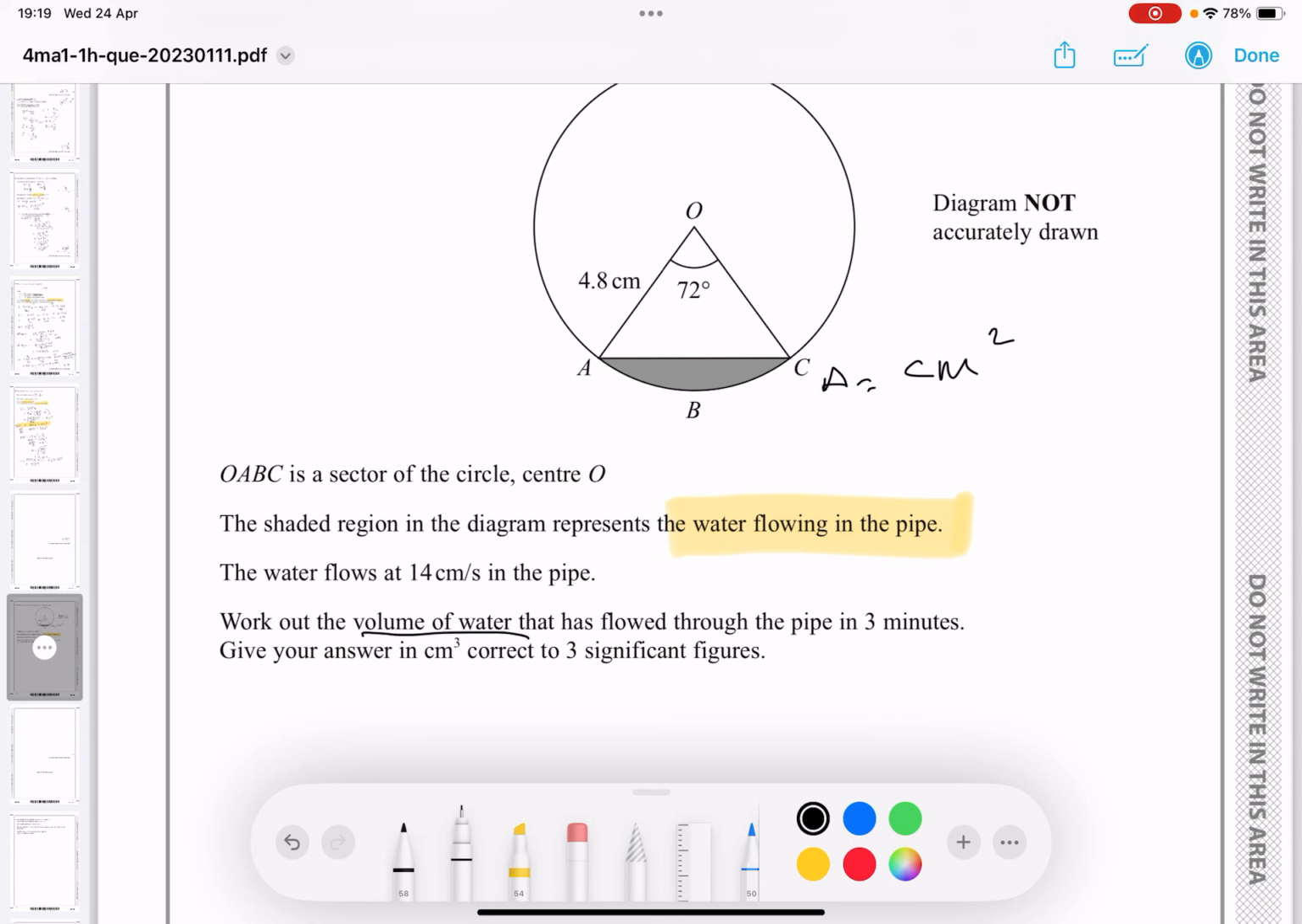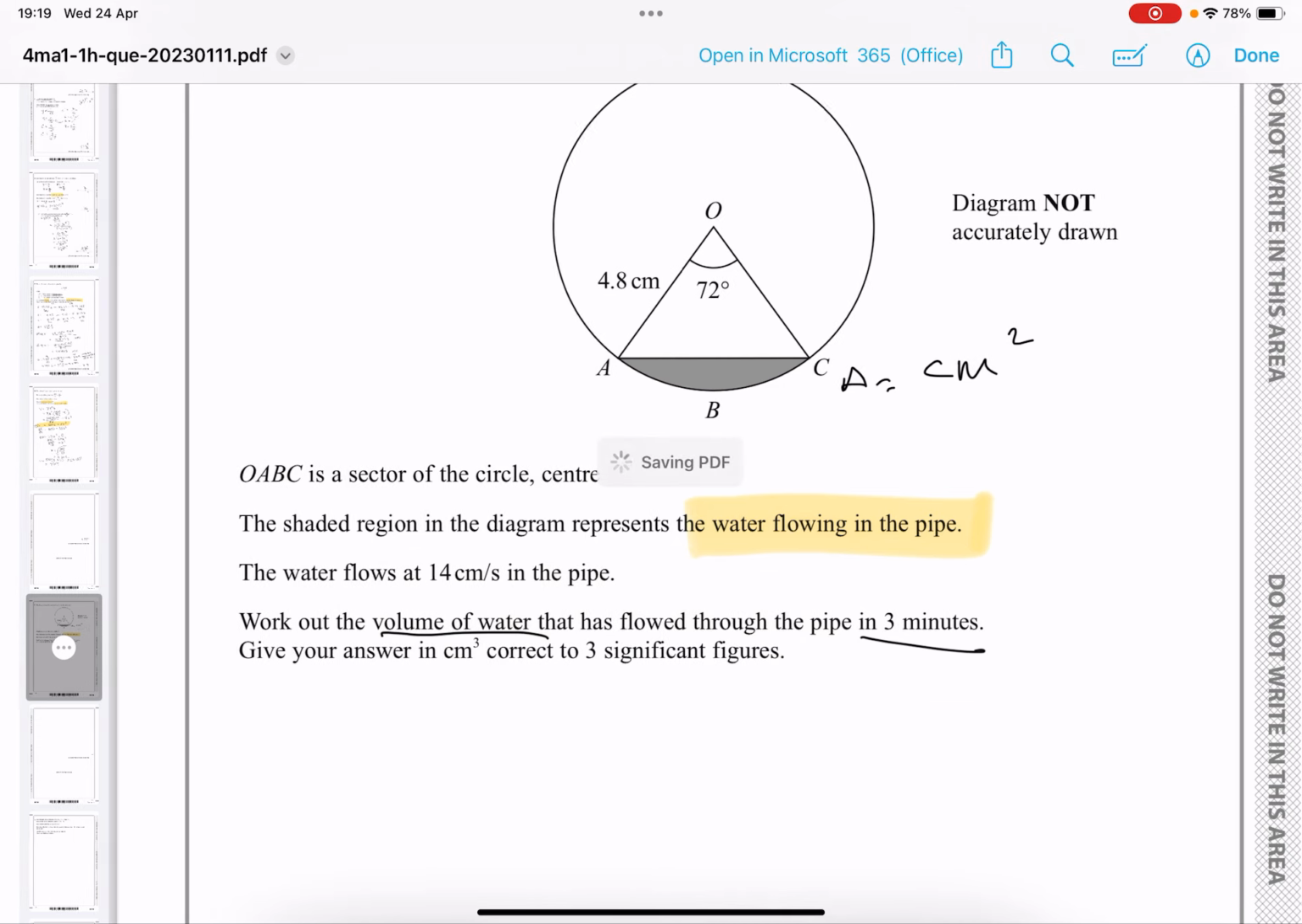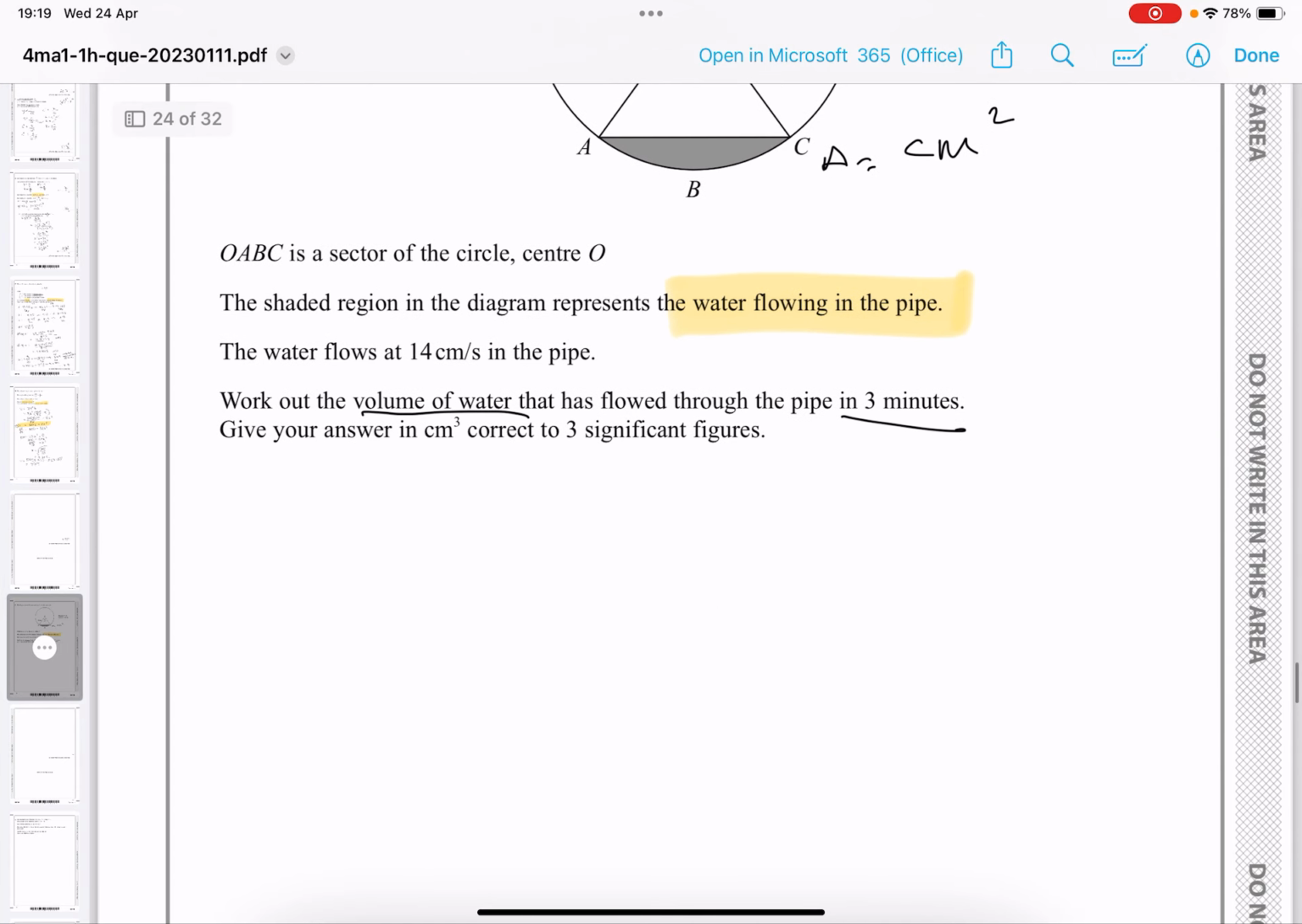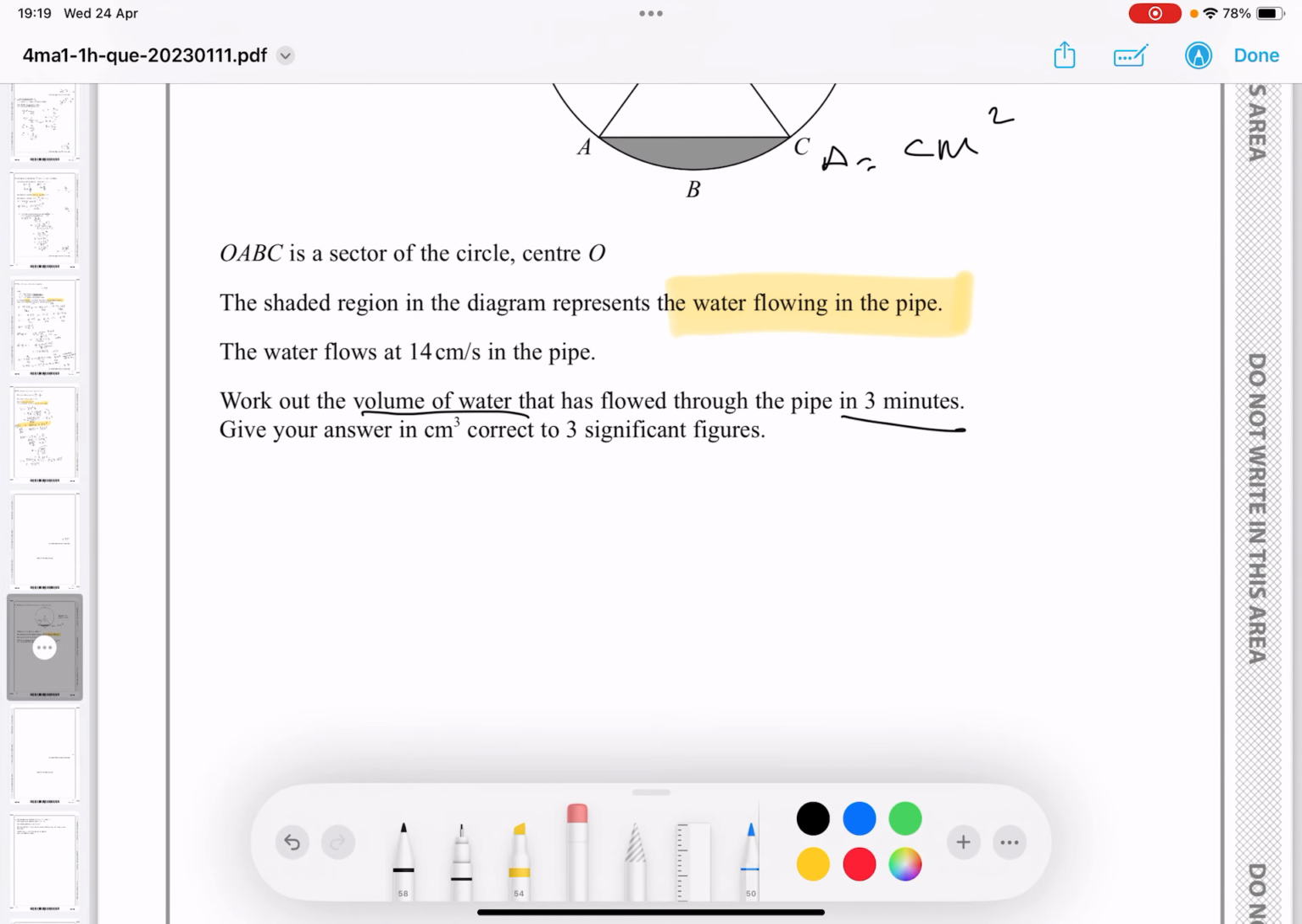Now, it's asking the volume of water that has flowed in 3 minutes. We know that the rate of water flowing is 14 centimeters in 1 second. So we can work out how much water is flowing in 3 minutes. Let's actually just do that now, because it's quite simple, quite straightforward. And then we can work out the area of the sector. And then you'll get why I've done that. So 14 centimeters in 1 second. The rate at which water is flowing is 14 centimeters in 1 second.